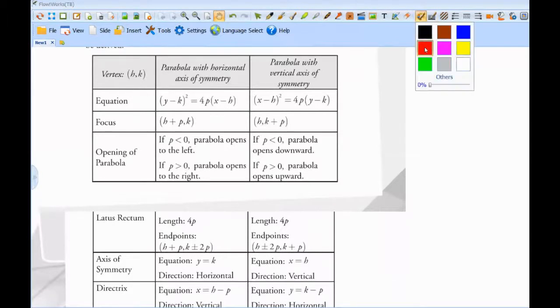So we'll repeat. This is for opens right or left. Here, when the x is squared, it opens up or down. And the focus here, the h is being added to p. Remember that. And then the k is being added to p on opens upward or downward. Here, p less than 0 opens to the left, greater than 0 opens to the right. Less than 0 opens downward, greater than 0 opens upward.